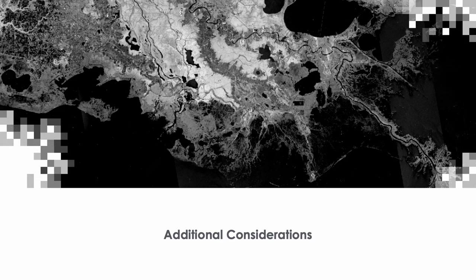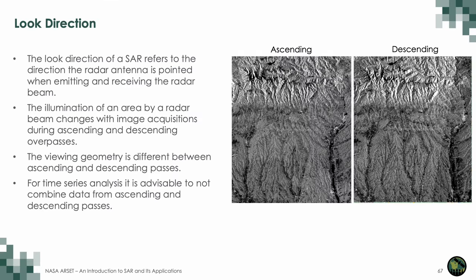Next, I'd like to touch on some additional considerations when working with radar data. So one of them is the look direction, the role of the look direction. And for those of you that have worked with radar data, you notice that there's ascending and descending passes. So first of all, the look direction of a SAR refers to the direction the radar antenna is pointed when emitting and receiving the radar beam.